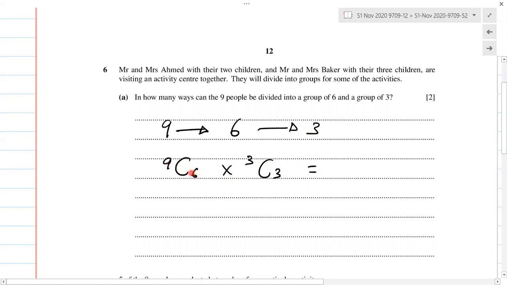So from the total, you select the first group, the highest number, and then from the remaining, you select the second one. And that's going to give you 84 as the answer. That's part A done.